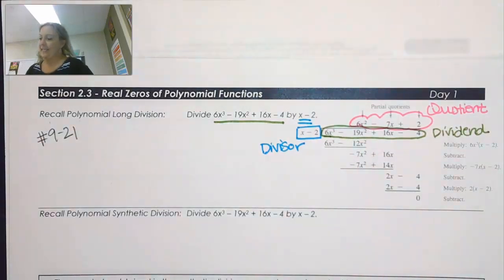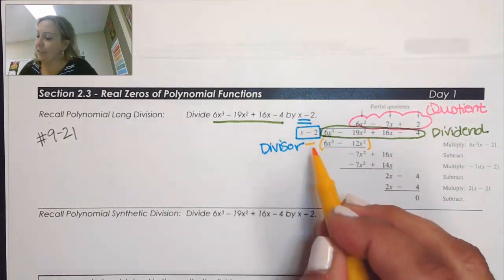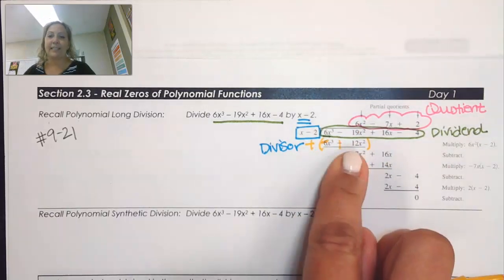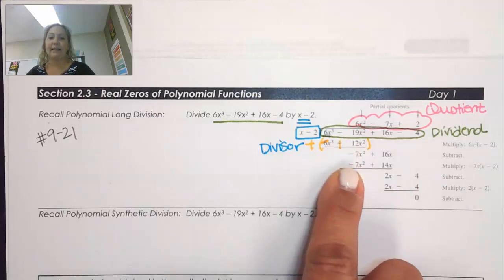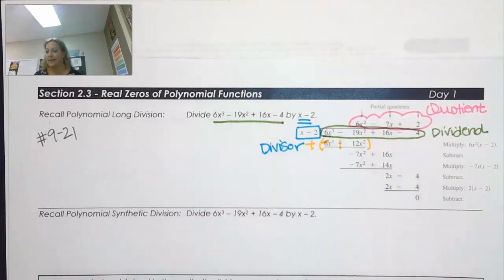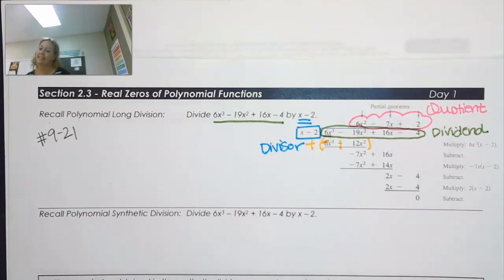What then happens is we subtract that. So we subtract 6x cubed, and then we subtract negative 12x squared. So we take 19x squared plus 12x squared. That gives us negative 7x squared. Then we bring down the next part of the dividend, and we just repeat that process. In this case, there is no remainder, so we don't have anything to write on the side, but essentially that's how we can use long division to divide functions.